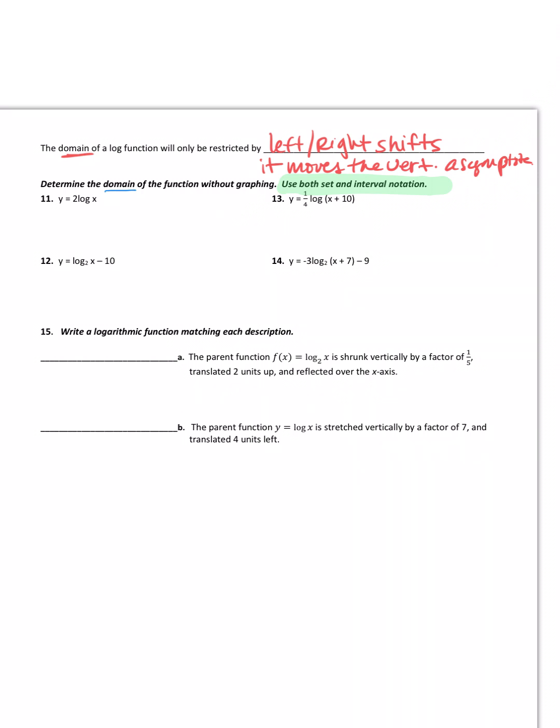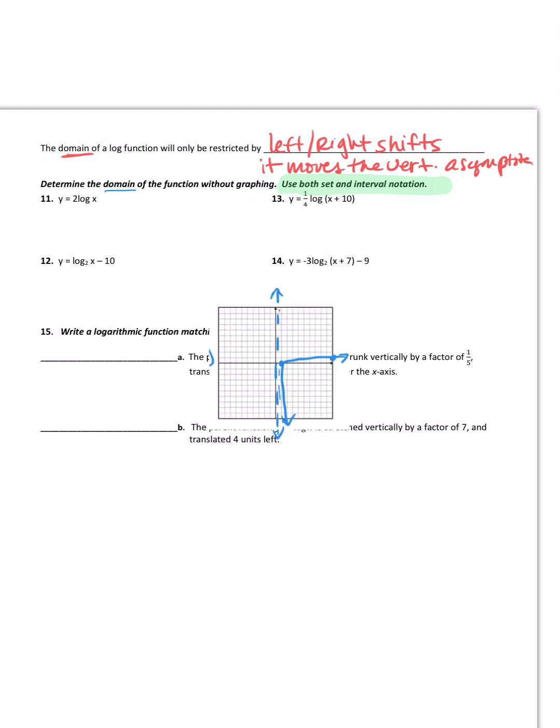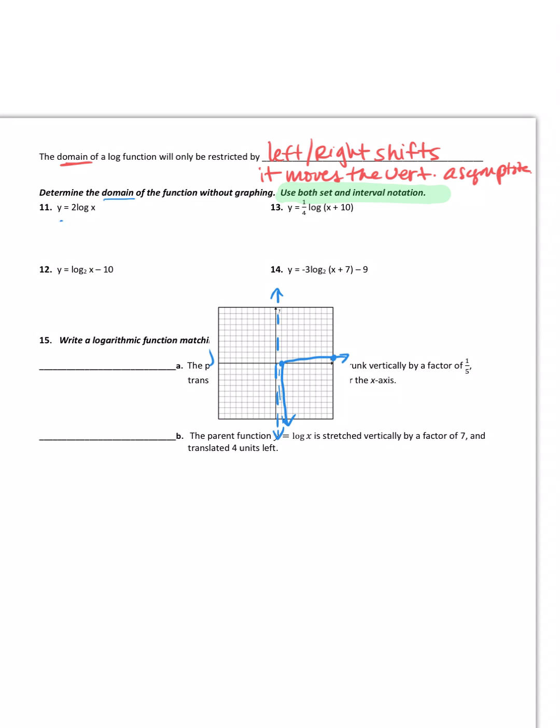Look at number 11. You look at your equation, you look at the log, it's base 10, and then I ask myself, is it moving left and right at all? Well, if it's not moving left and right, then it's going to be the same as our parent function. So look back at our parent function. What was the domain there? Well, it went from 0 and greater, but it didn't equal 0, it just approaches it. So we say x is greater than 0. And in interval notation, we write that as parentheses 0 to positive infinity.